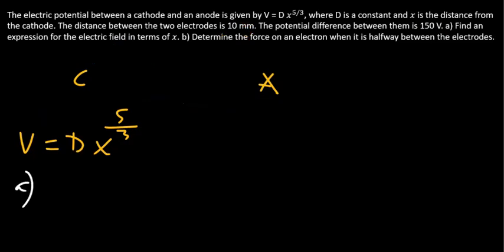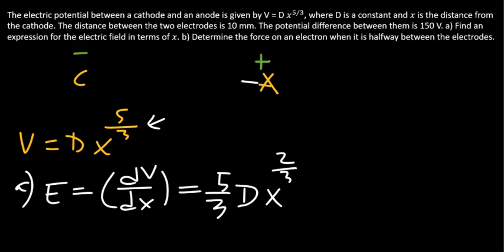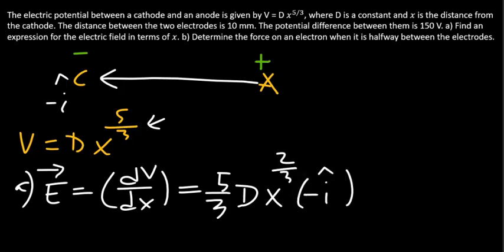So let's determine the magnitude of the electric field. It's given by dV/dx. So taking the derivative of that with respect to x would give you 5 over 3 D x raised to the power 2 over 3. We note that this is the anode and this is the cathode. So that means the electric field is going in that direction, in the minus i hat direction. So the full expression is that.